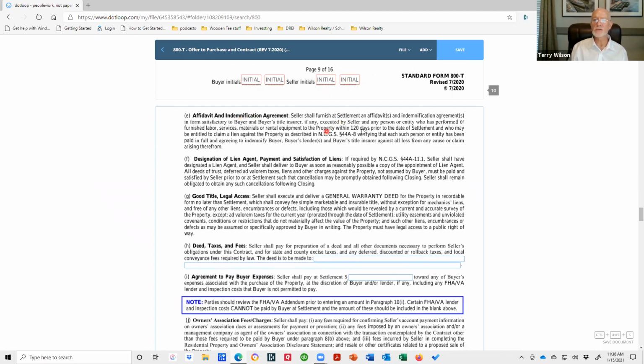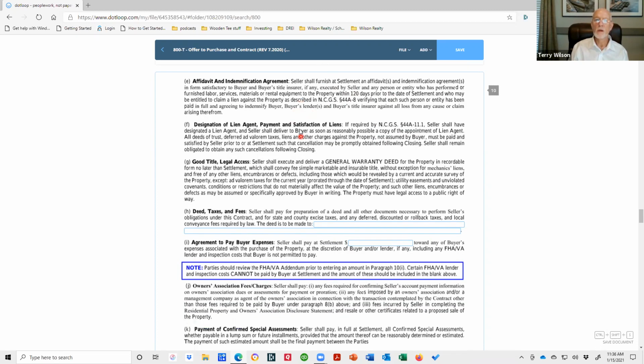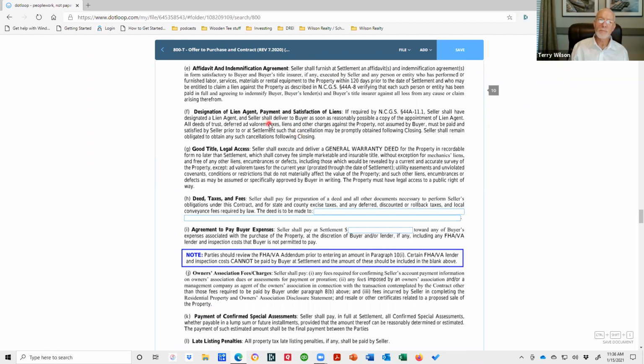Seller guarantees that there are no mechanics liens. This is 120 days, that they haven't hired some sub that they didn't pay. The seller agrees to have paid them. There might be a lien agent involved. The seller shall have designated a lien agent, and seller shall deliver to buyer as soon as reasonably possible a copy of the appointment of a lien agent, all deeds of trust, deferred ad valorem taxes, blah, blah, blah.